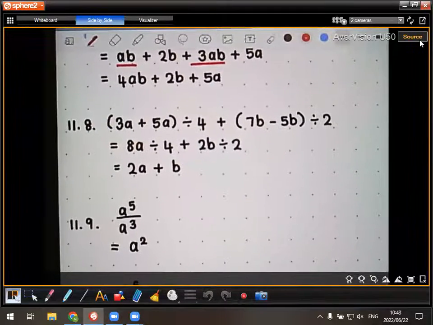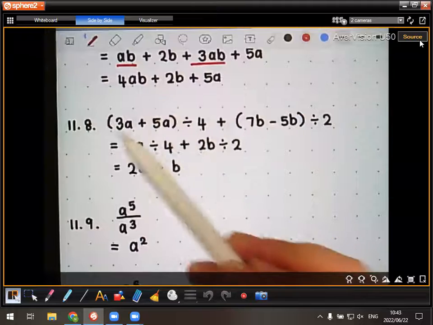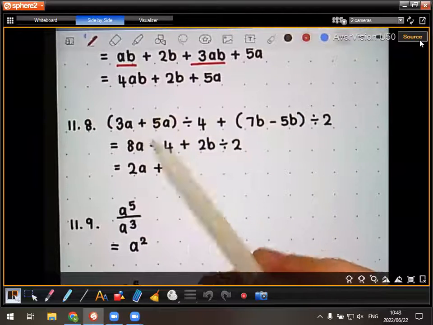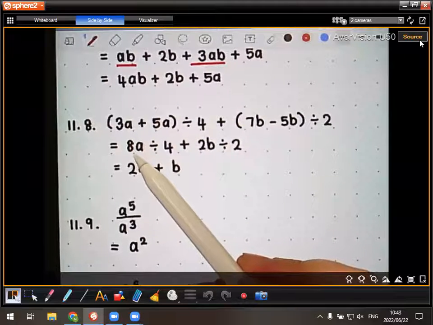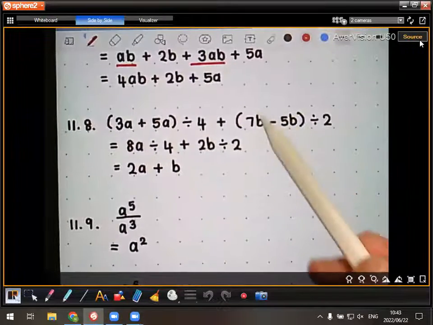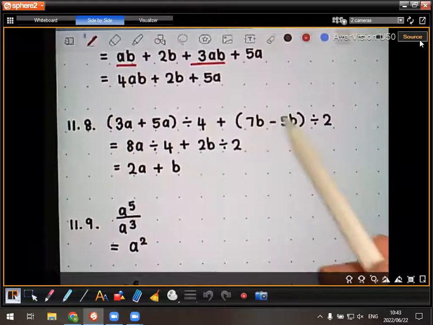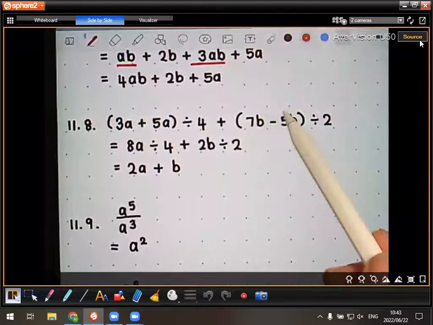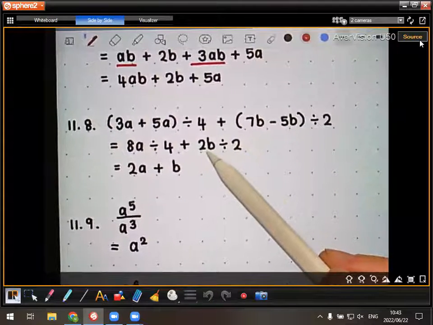Okay, 11.8. Brackets first, guys. 3A plus 5A, they are like terms, so that is 8A. Leave brackets. 7B minus 5B, again, these are like terms, that is 2B.